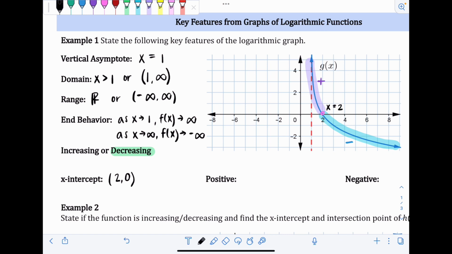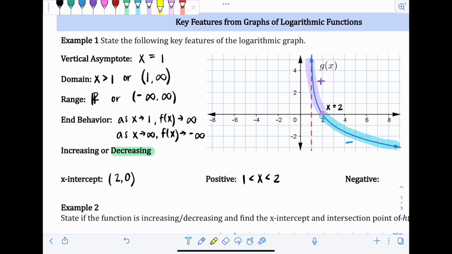So for where it's positive, all along that purple section, a lot of times we would write it as just x is less than 2 because it's to the left of x equals 2. But it's not everywhere. It's not all over here because there's that boundary line. So we really have to say when x is between 1 and 2. So when x is less than 2 and greater than 1 is where it's positive.